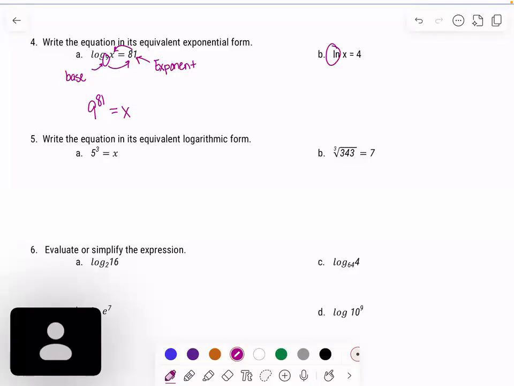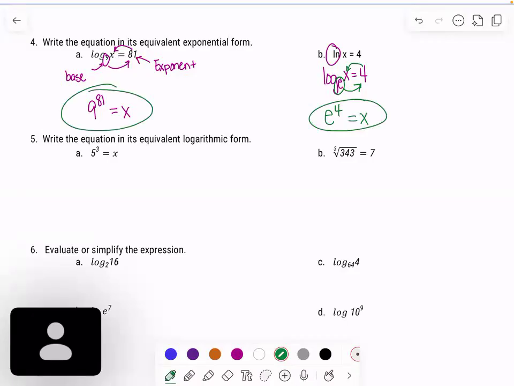Remember, anytime you have ln, that really means log base e. So I can rewrite this one starting with the base e. So that's the base. 4 is the exponent. X is the answer. So in exponential form, they look like powers.